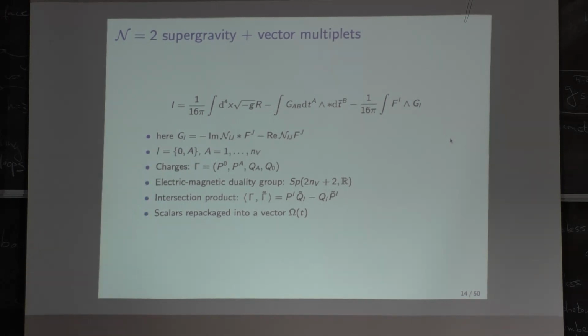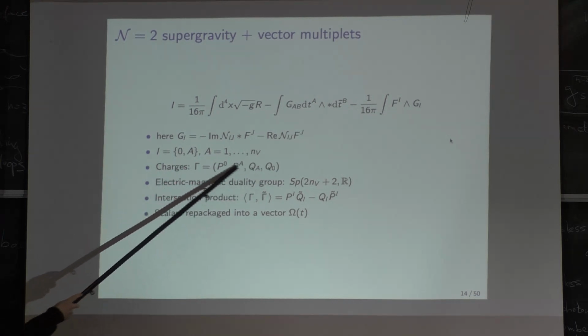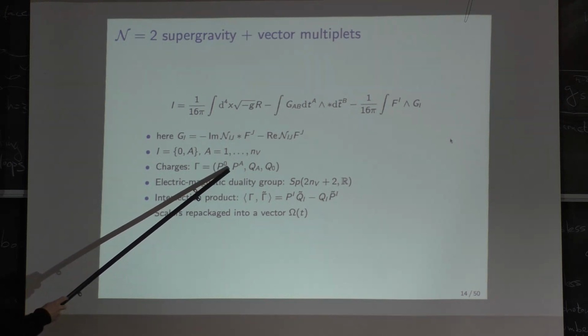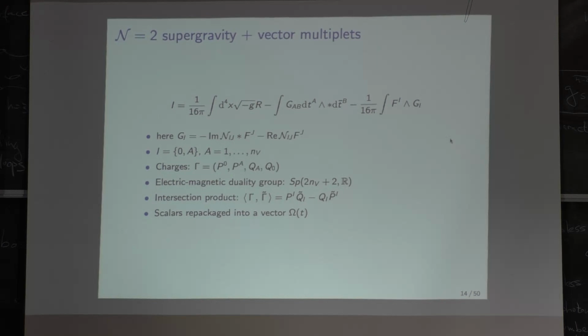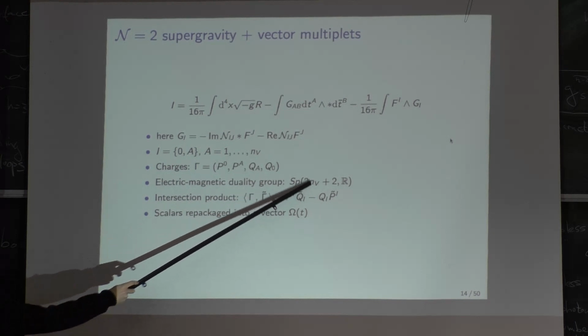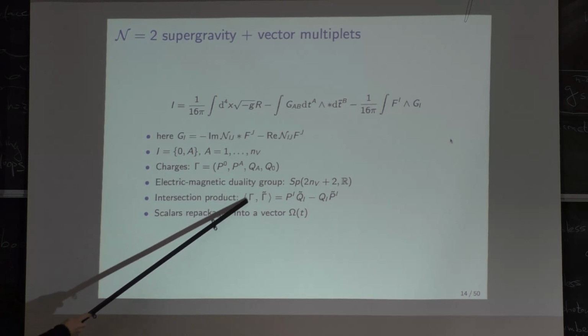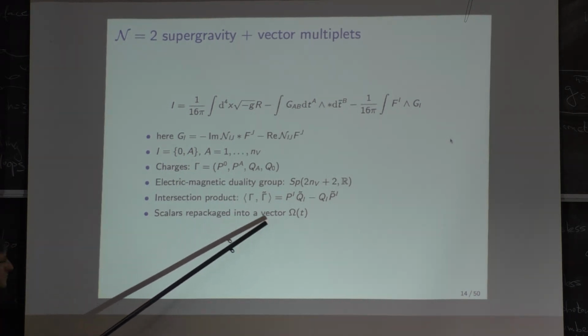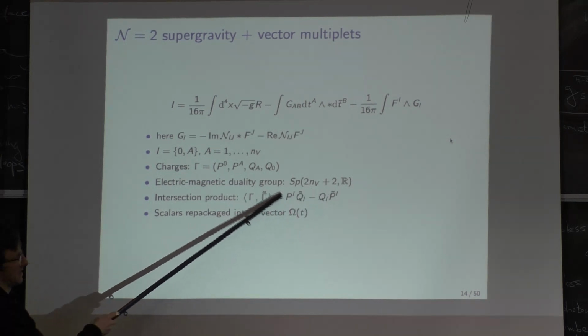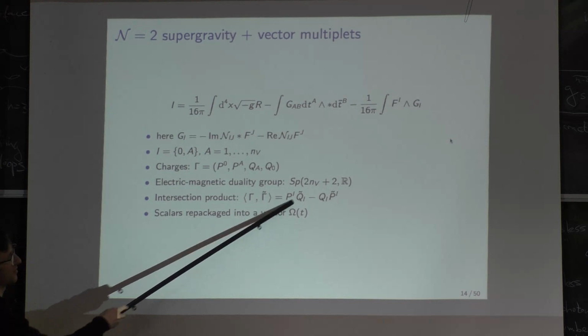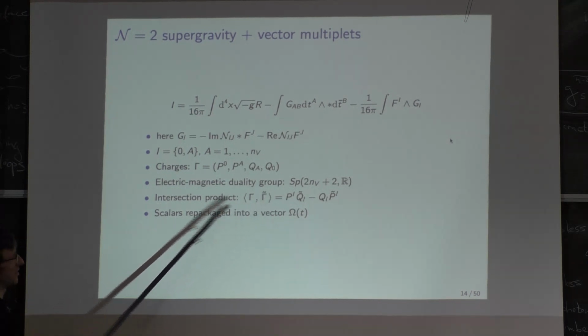Because we have NV plus 1 gauge fields in this theory, correspondingly the charges are now vectors of 2NV plus 2 charges, where P's denote the magnetic charges and Q's denote the electric charges. There exists a natural action of the electric-magnetic duality in this theory, which is captured by symplectic transformations on these vectors. Correspondingly, there is a duality invariant product, this bracket, which will appear on subsequent slides, and is given by a simple expression in terms of the corresponding components of these charges.